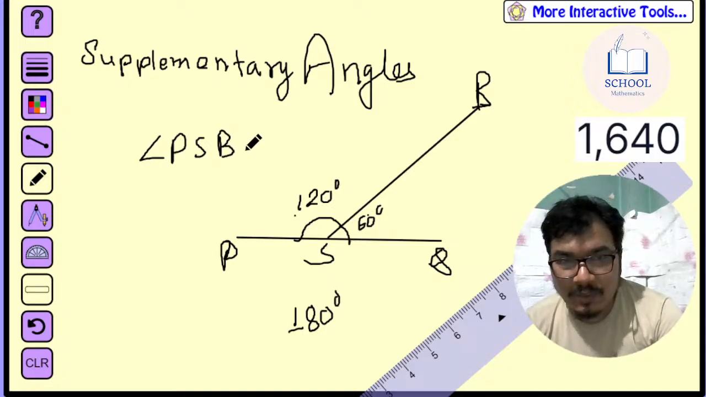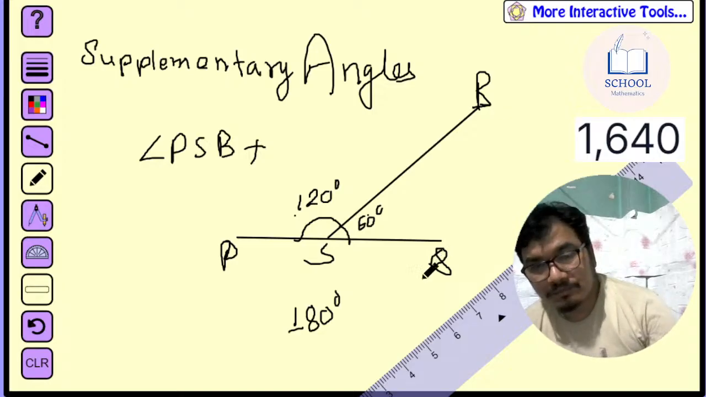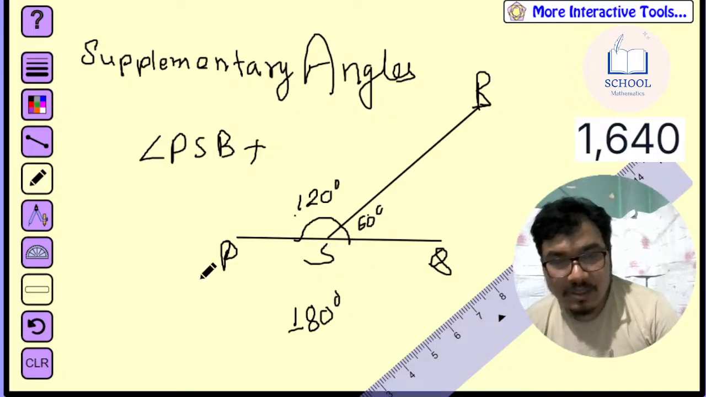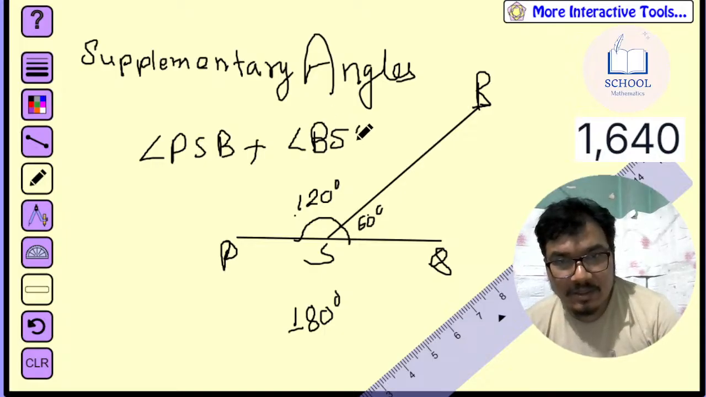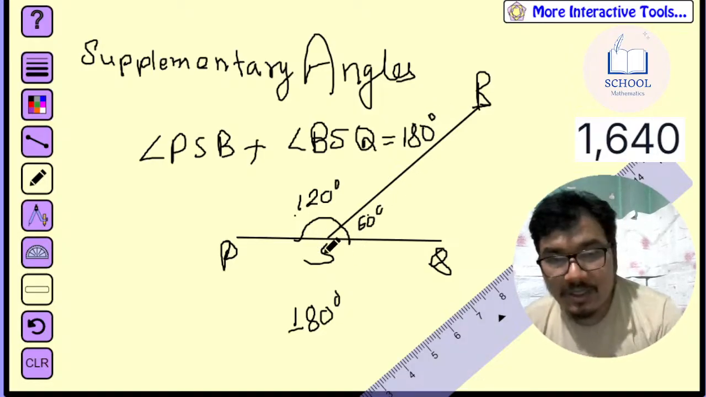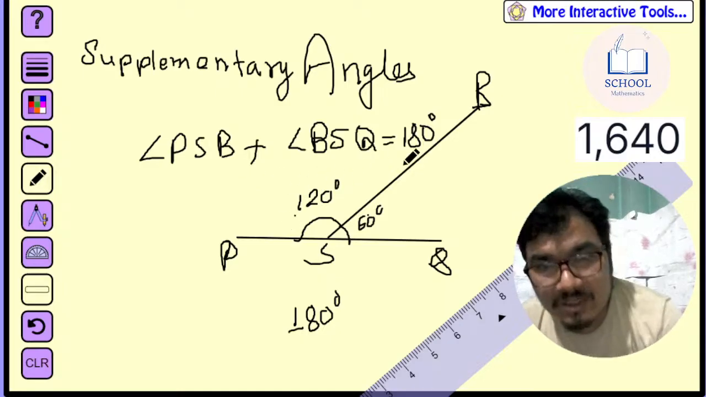when you add this angle with BS, okay, this was Q, okay, the angle is BSQ. When you find the sum of these two angles, their sum we will get is 180 degrees. When you find the sum of these two angles, their sum comes to 180 degrees.